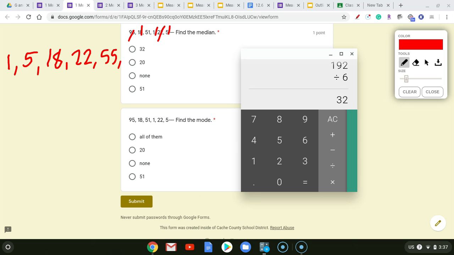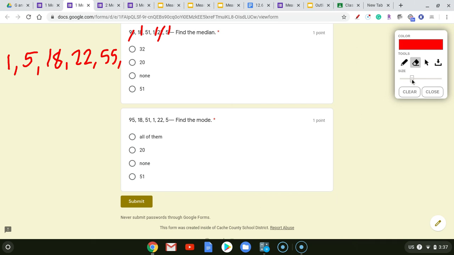Oops. 55 should be 51. Erase that. What am I missing? I've got 5. Should that be 51? This is why we cross them out. 51. Oh, I'm way big. And 95. I'm way small. Okay, is that the 6 numbers? 1, 2, 3, 4, 5, 6. Yep.